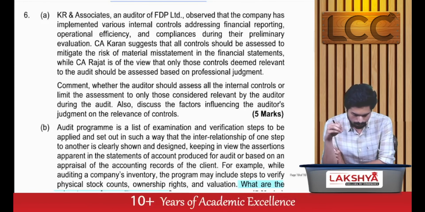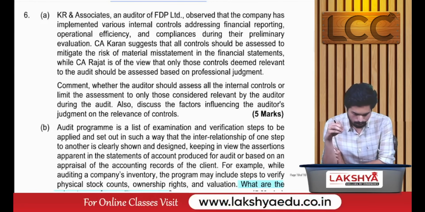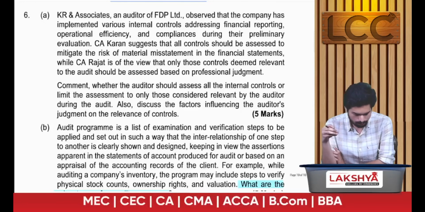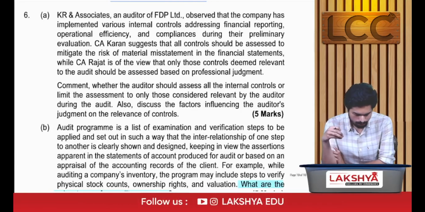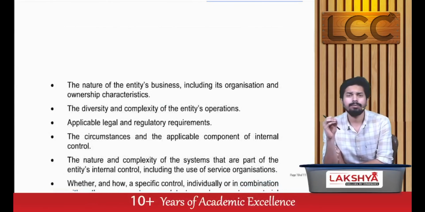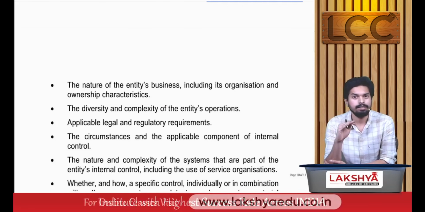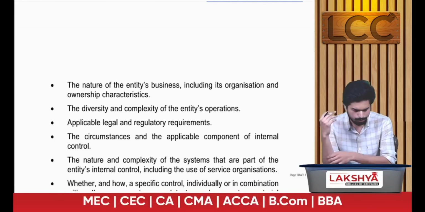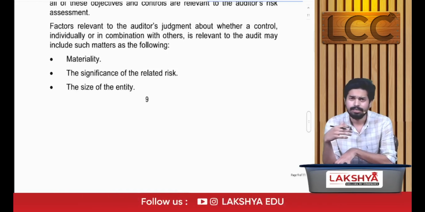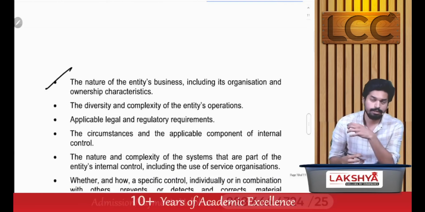Comment whether the auditor should assess all the internal controls or limit the assessment to only those considered relevant by the auditor during the audit. Also discuss the factors influencing the auditor's judgment on the relevance of controls. See, first of all, auditor will consider only those controls which are relevant to the audit, and there are few factors influencing whether a control is relevant to audit or not. Like suppose materiality, significance of related risk, size of the entity, nature of the entity's business.